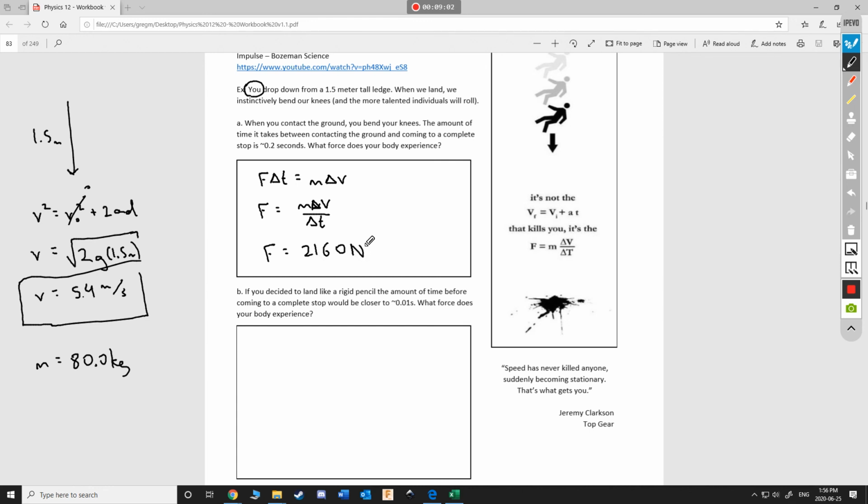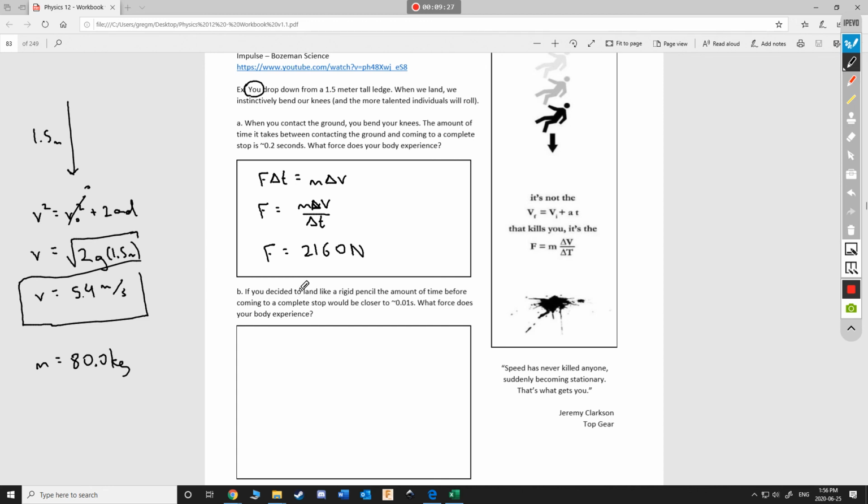You can kind of get an idea of what that feels like. If we divide that by 9.81, it's like 220 kilograms. So the force your body experiences is like placing 220 kilograms on your body. It's quite a big force your joints experience. But don't try this at home.